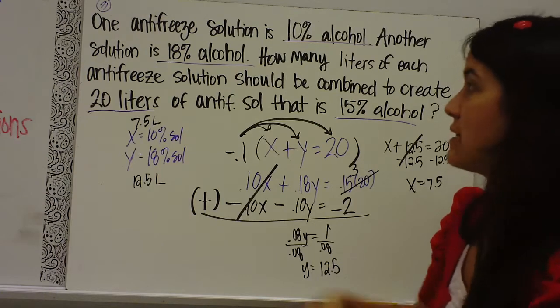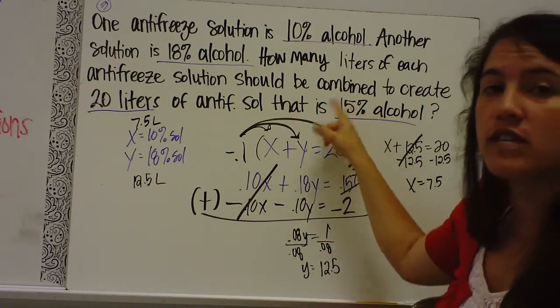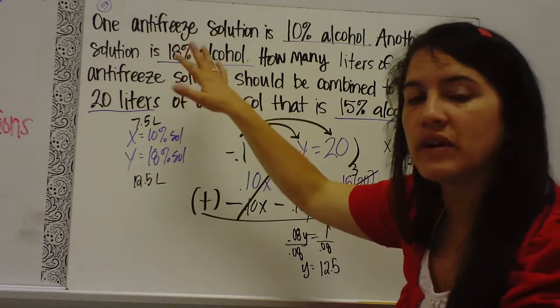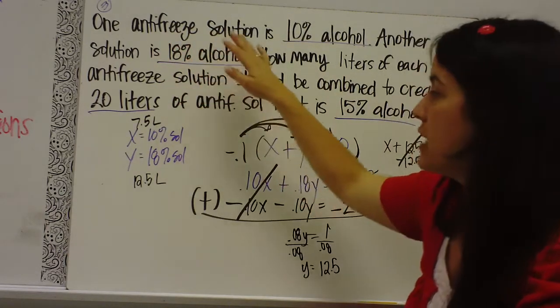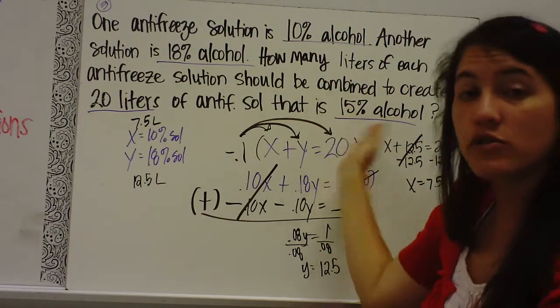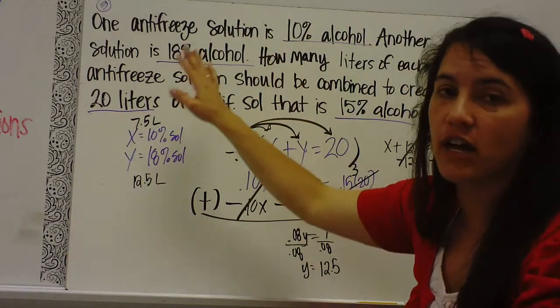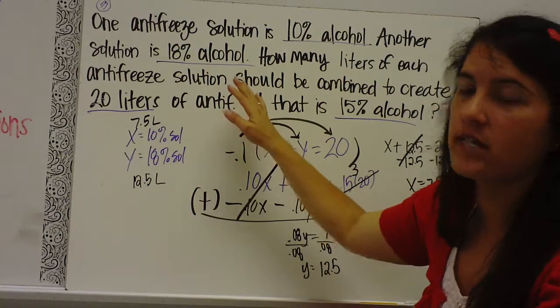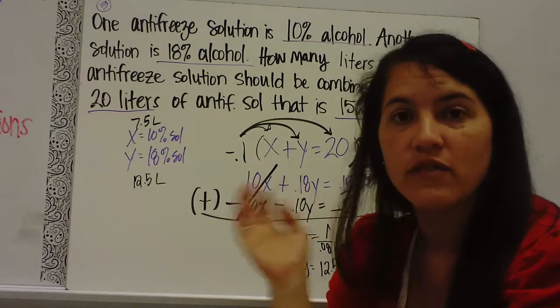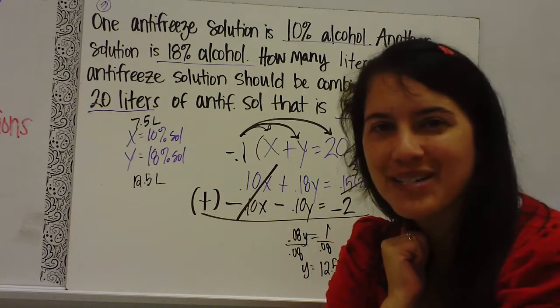And this should make sense because we want a total of 15%. So if we're adding together 10 and 18, we're going to want a little more of the 18 because we want to get higher, closer to 18. 15 is closer to 18, so we're going to add a little bit more of the 18 and a little less of the 10%. So I've given you 3 examples of these chemistry type problems, and we will practice more in class.